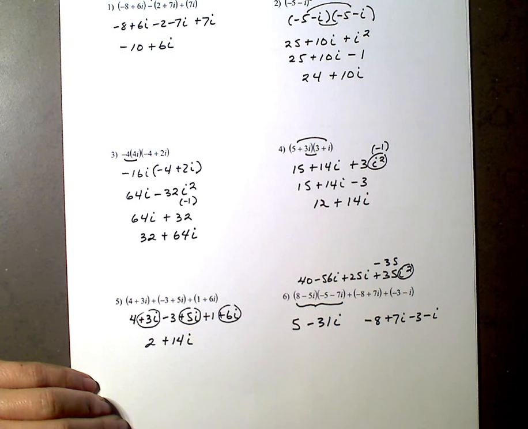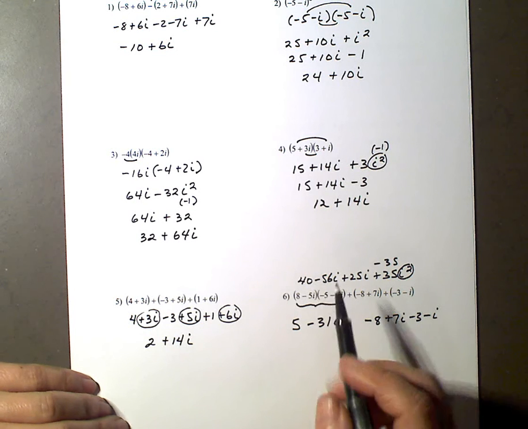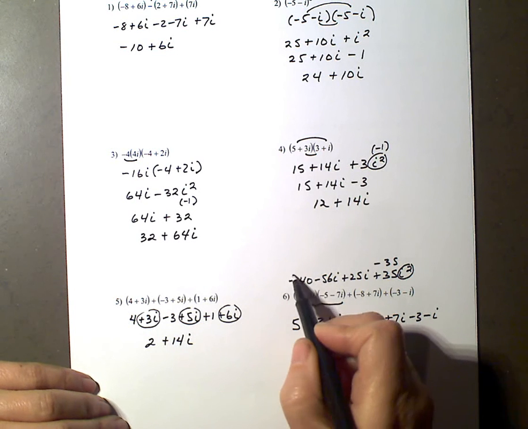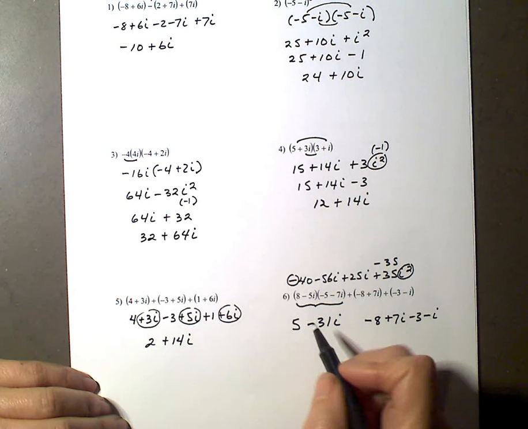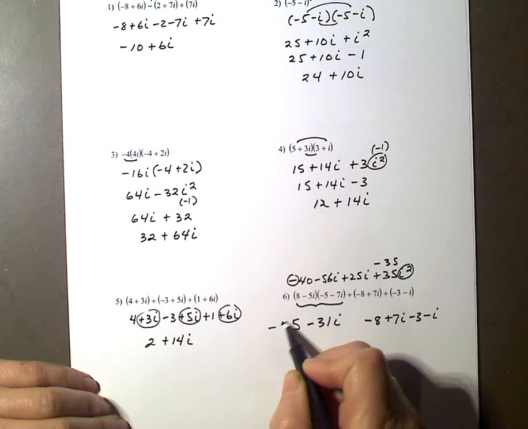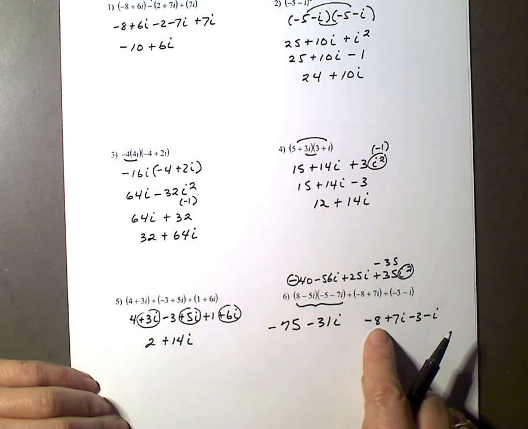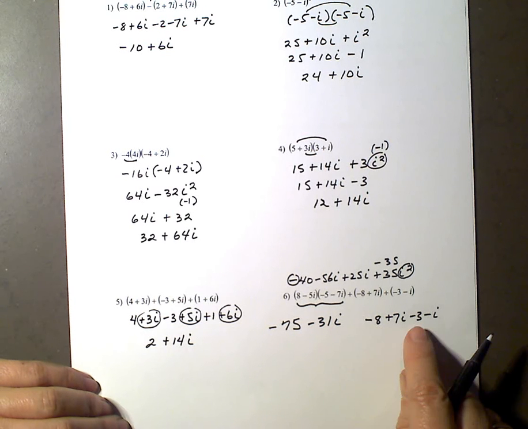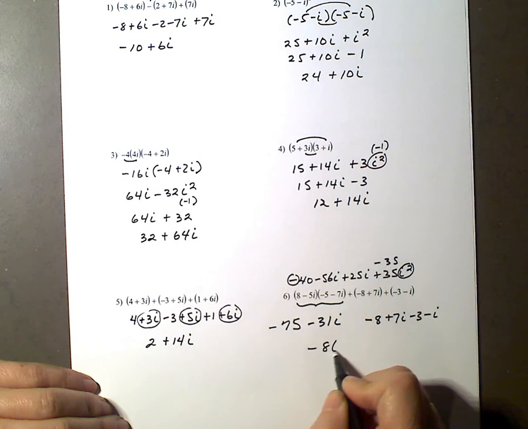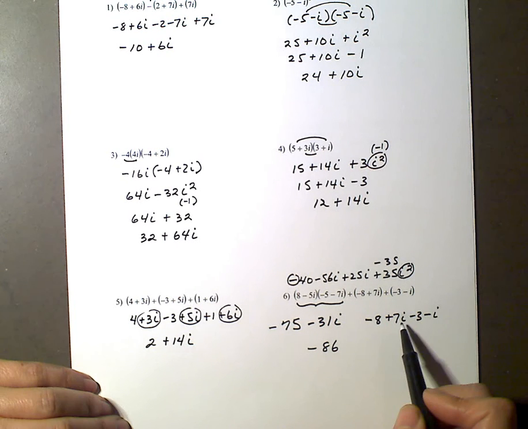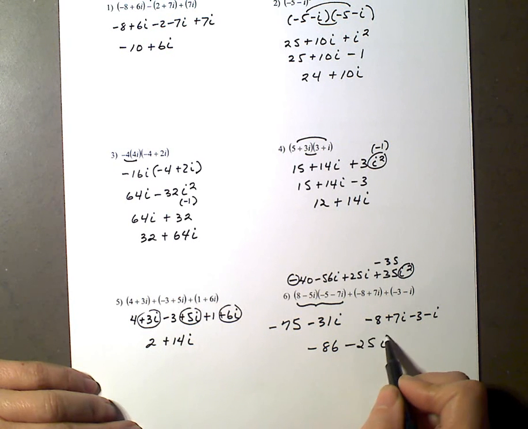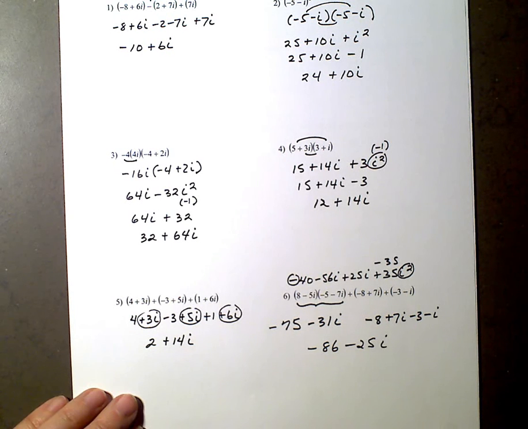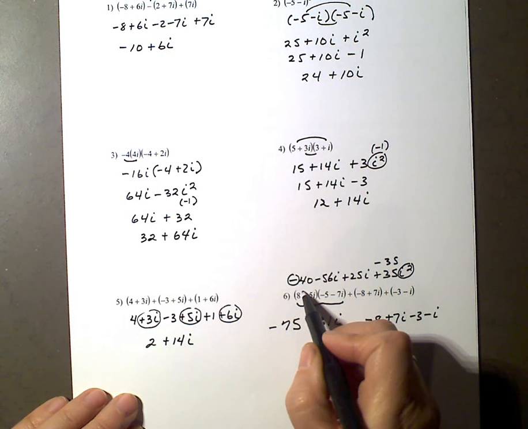I'm supposed to have a negative 86. Oh, this was a negative 40. Sorry, the 8 times negative 5, that should be a negative 40. So negative 40 minus 35, so this should be a negative 75. Okay, so negative 75 minus 8 is negative 83. Minus 3 is negative 86. And then negative 31i plus 7i would get me to a negative 24 minus 1, so negative 25i. And that's the answer on that one. Okay, so I missed negative 40 right there.